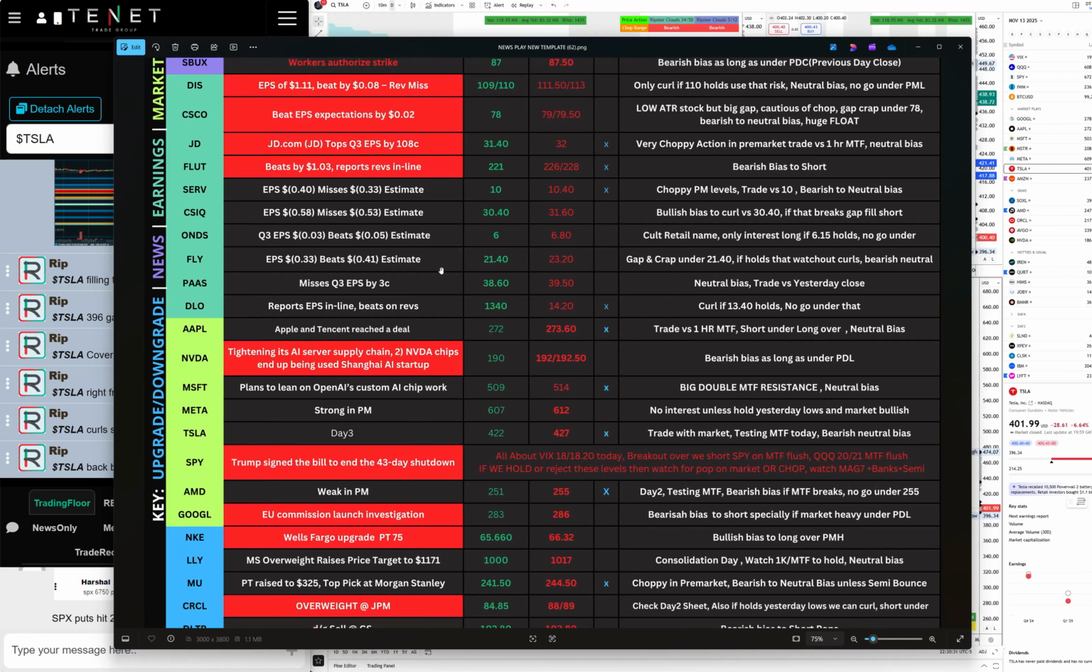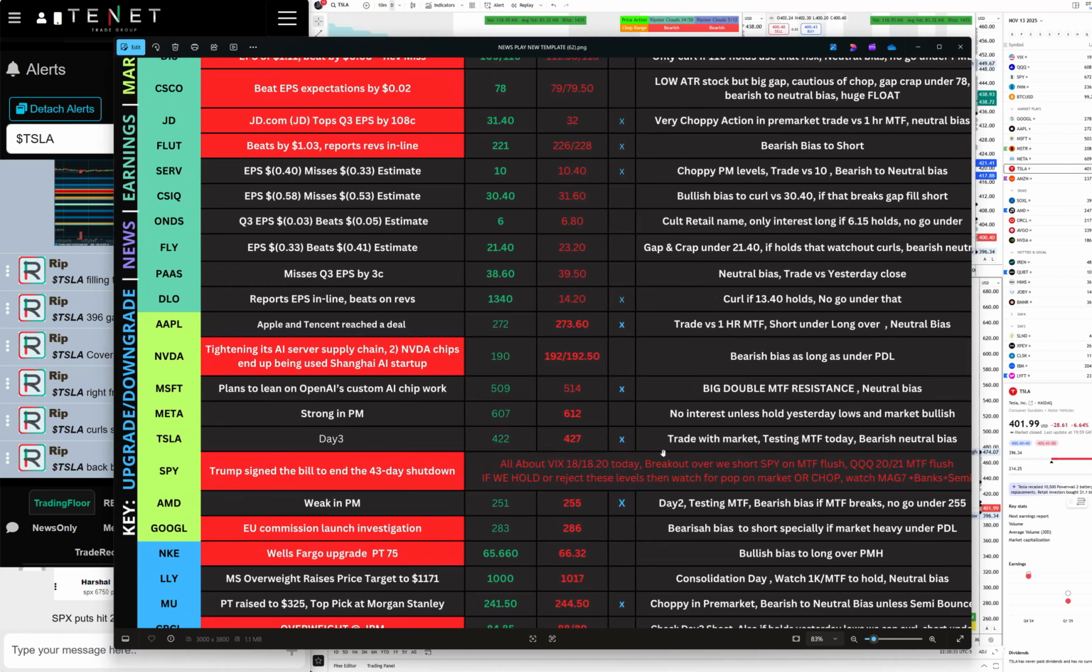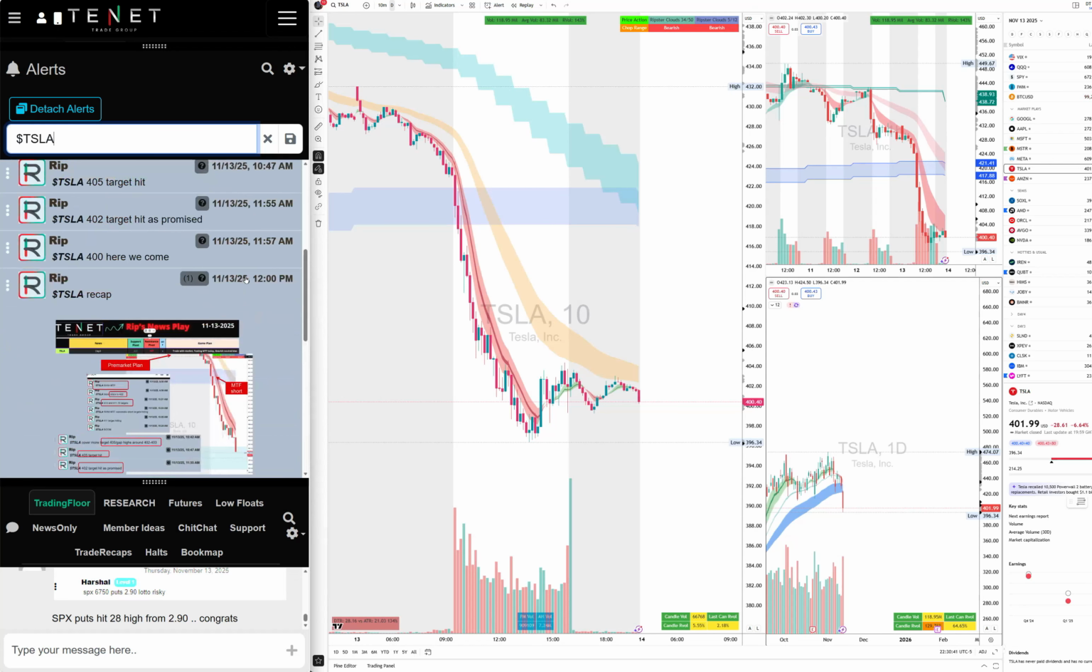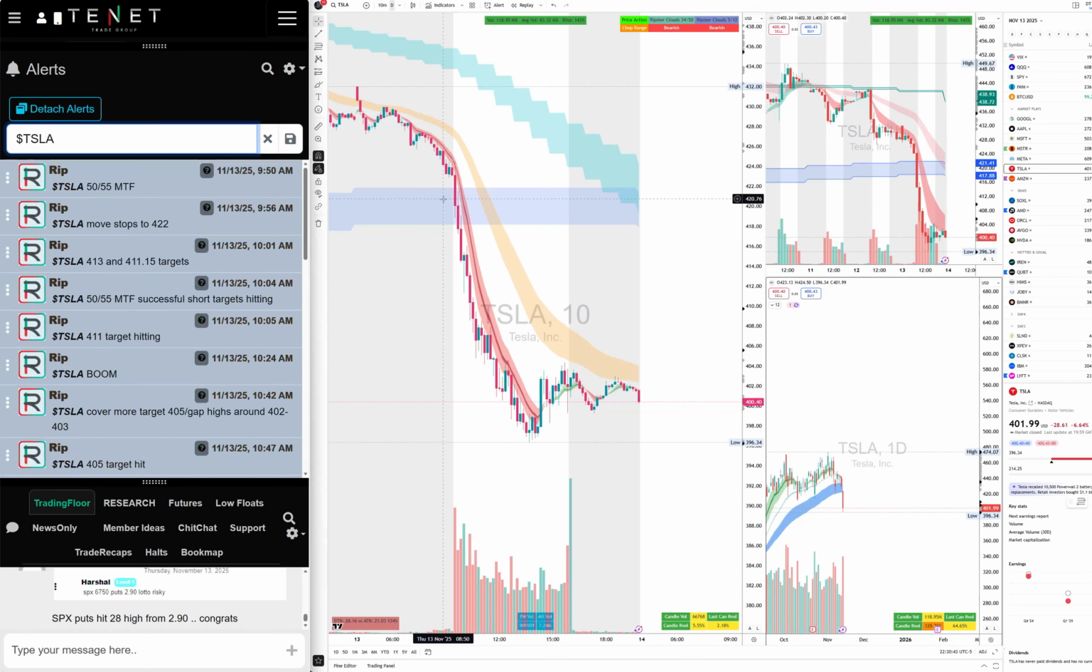So Tesla, our plan in the pre-market was to trade with the market, testing MTF today, bearish to neutral bias. So we were supposed to trade with the market. If the market is bearish, we were going to look for short setups. So as soon as I saw that Tesla was breaking that 50-50 MTF, I told the traders it's a 50-50 MTF short. They already know that. I told them to put the stops at 422. So you're shorting it here, right? Your stops are at 422.